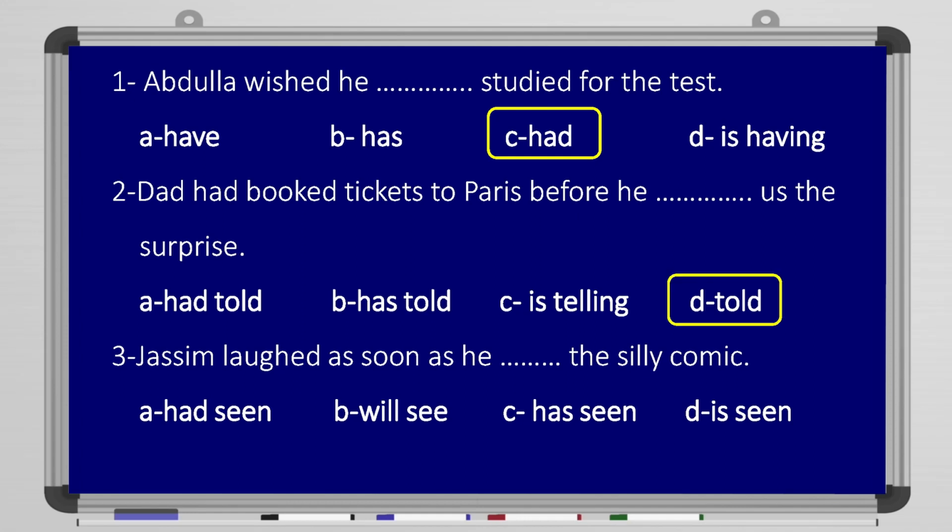And here, Jassim laughed as soon as he, what? Obviously, Jassim laughed. So the answer will be as soon as he, what? Had seen. Excellent. You're getting there.